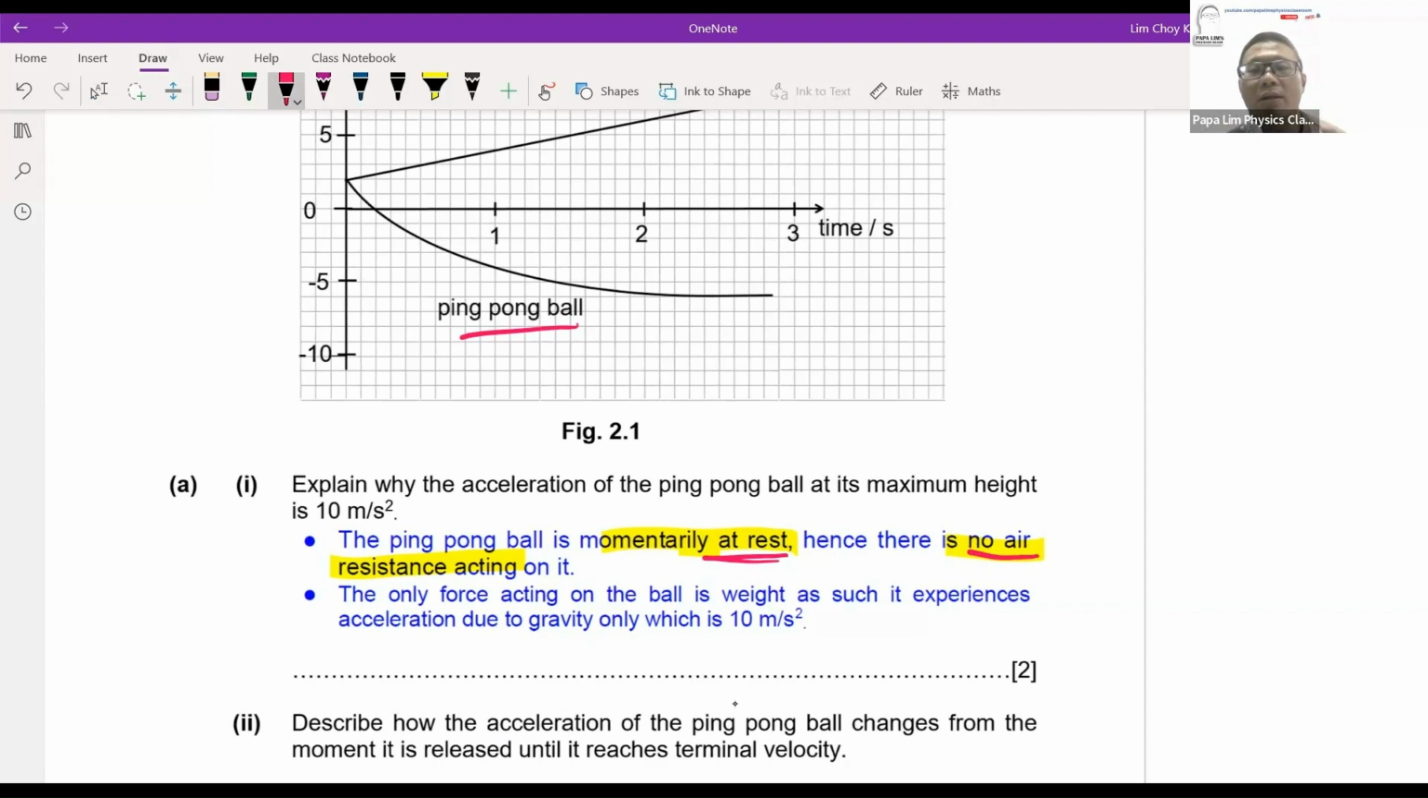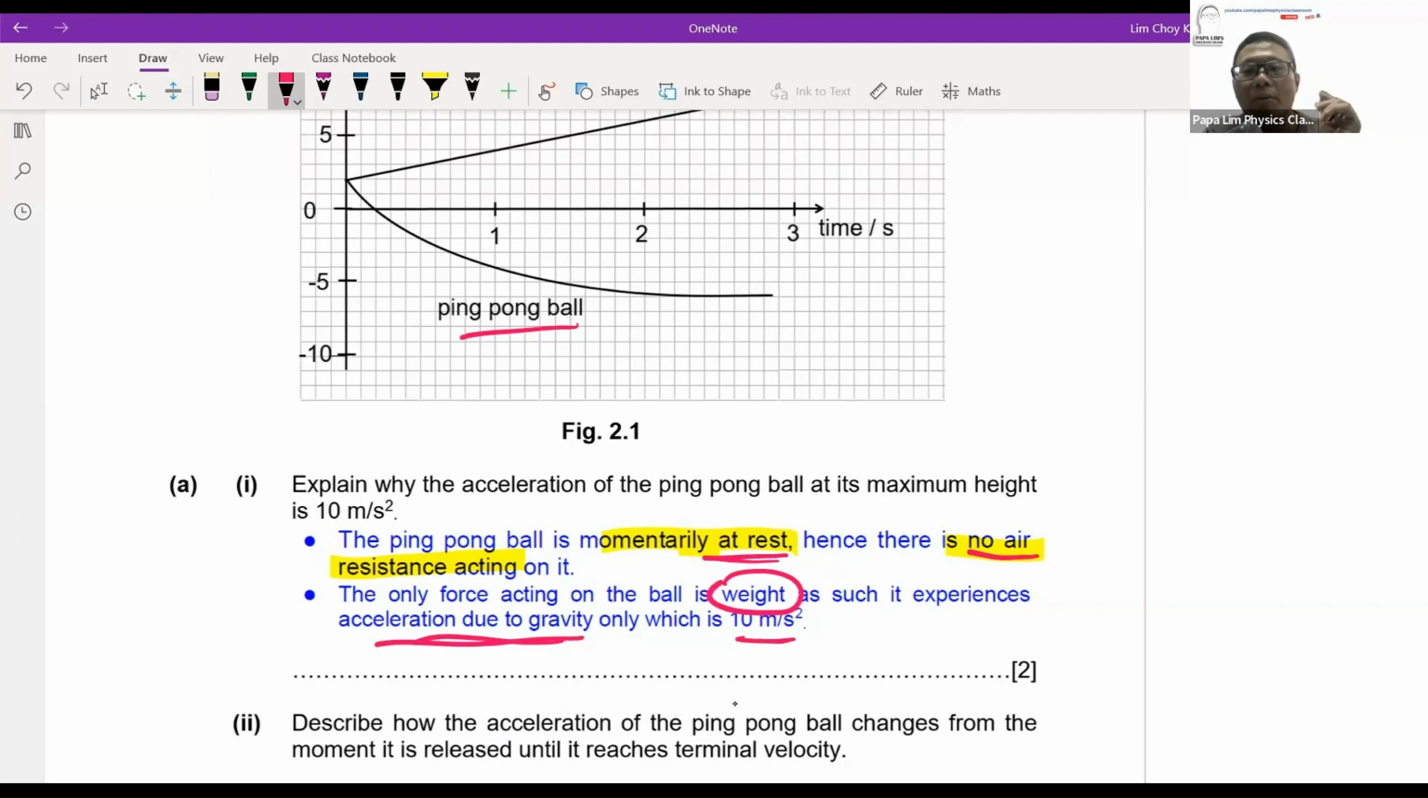And you'll find that the force that's acting on it is actually the weight. And when the only force acting on it is weight, you'll find that the acceleration experienced by the object itself will be known as your acceleration due to gravity, or your acceleration due to free fall, which is 10 meters per second square. So during that instance, you will find that the acceleration for the object is actually the highest. And how high is it? It's actually 10 meters per second square.